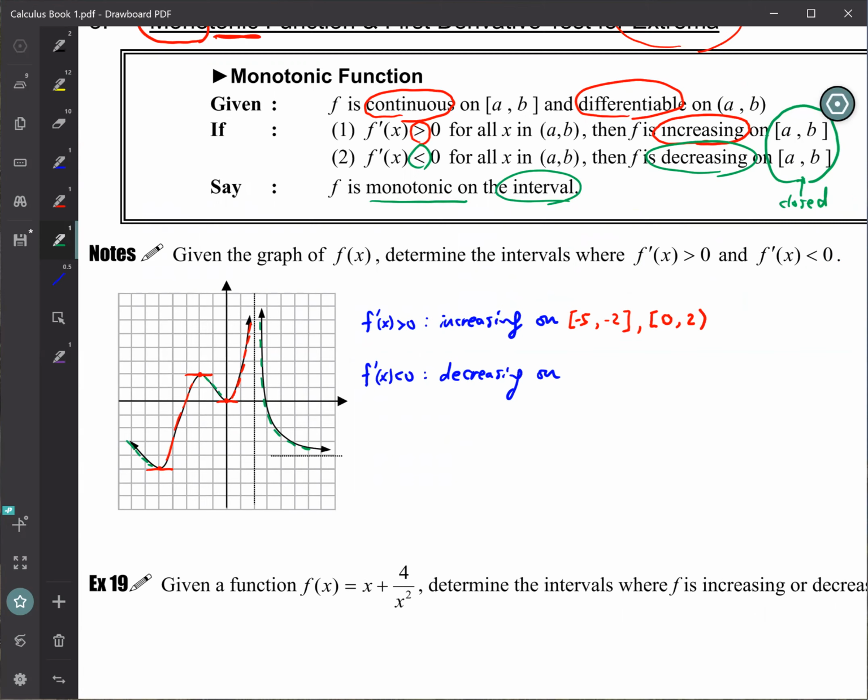Lex, can you give me the first interval on the left side? Open bracket, yes. And then? Negative infinity. And then negative 5, and square bracket. Okay, thank you.